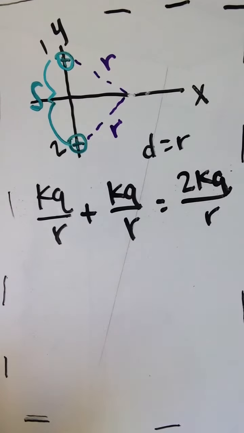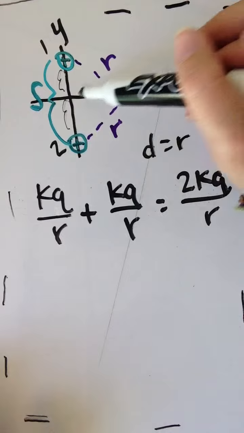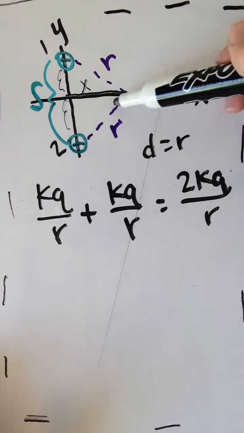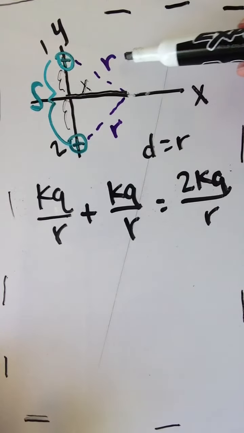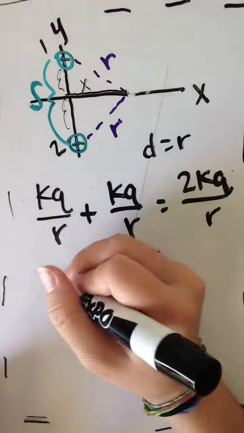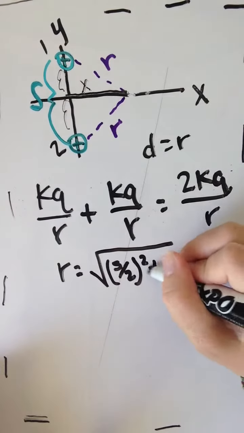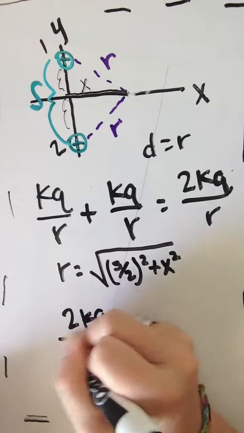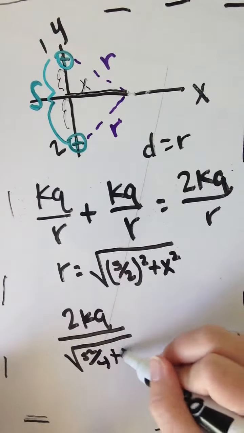But we don't want just a generic r. We can make this a different r because we know the sides. We know that this dimension right here is s over 2, and that this dimension over here is s over 2. And we also know that the point is x distance away from the points. Since we know the vertical dimension and the horizontal dimension, we can split r into components, or use the Pythagorean theorem, which just means r equals the square root of s over 2 squared plus x squared, giving us the ultimate answer of 2kQ over the square root of s squared over 4 plus x squared.